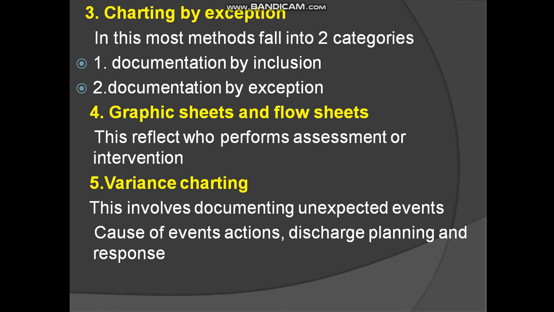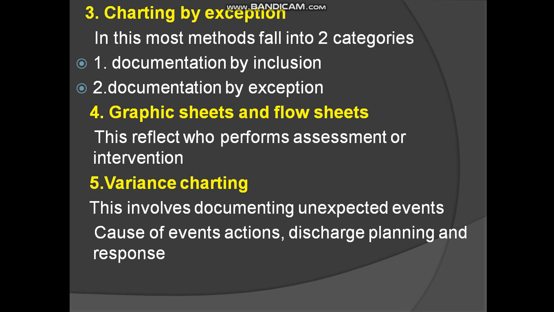The third one is charting by exception. In this method, charting by exception falls into two categories. First one is documentation by inclusion and second one is documentation by exception.